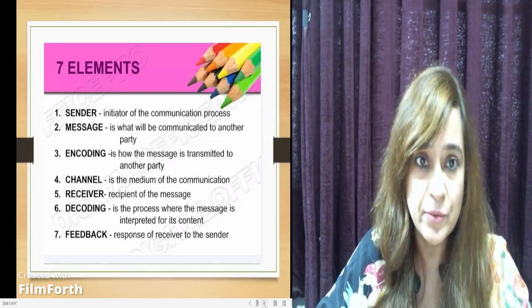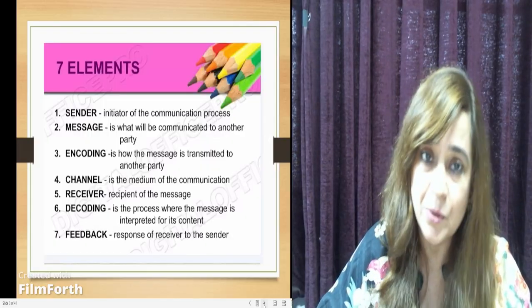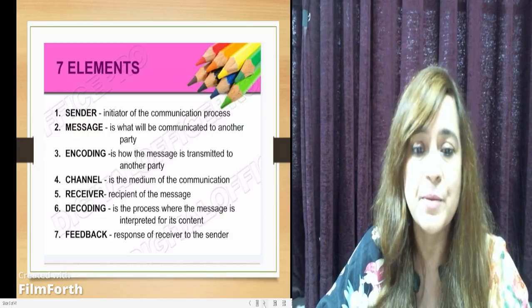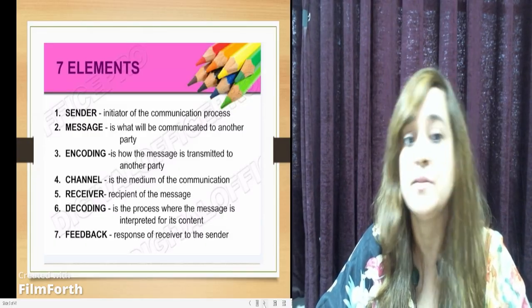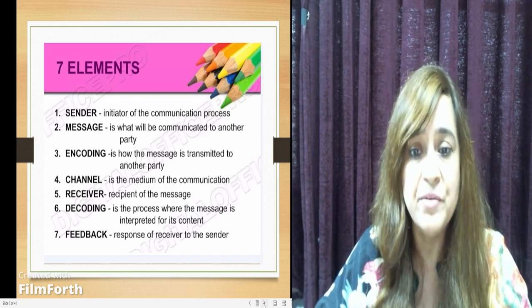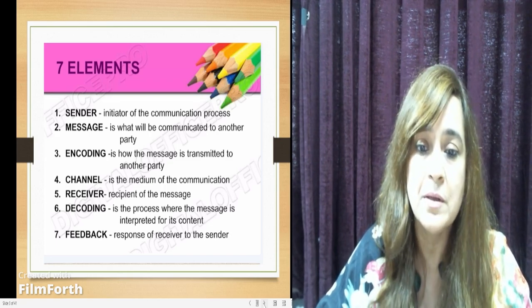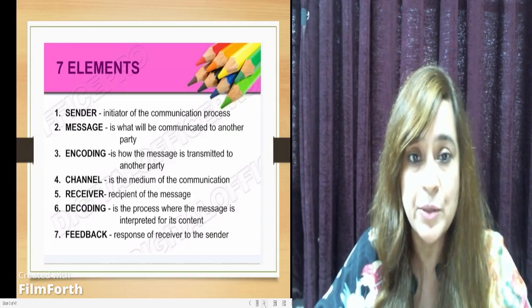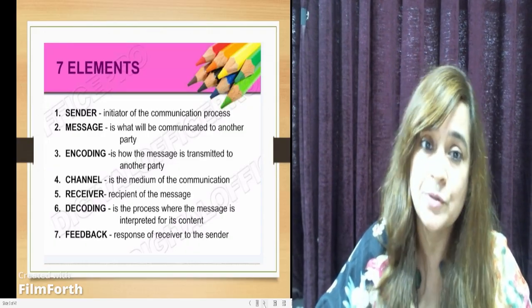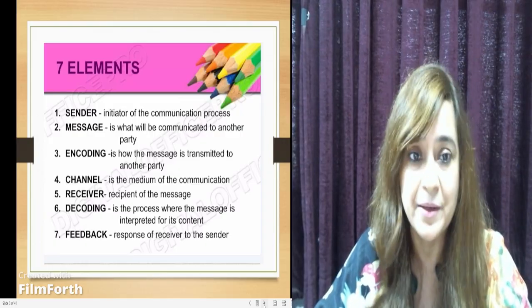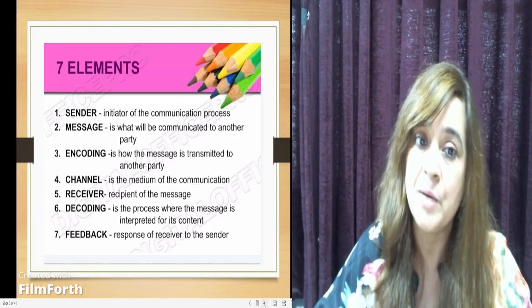Now coming down to the 7 elements. This is also called the process of communication. So the process of communication, here we have various other models. Those models are, for example, the Shannon-Weaver model, Laswell model, Berlo's SMCR model. But let me tell you, this all comes down to the same structure. Now, what is the structure? What is really happening here when we say process of communication?